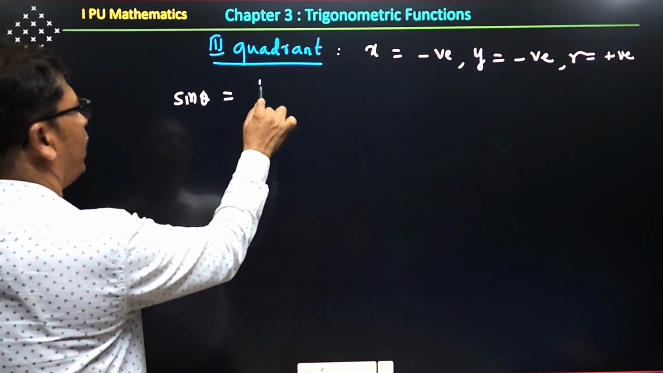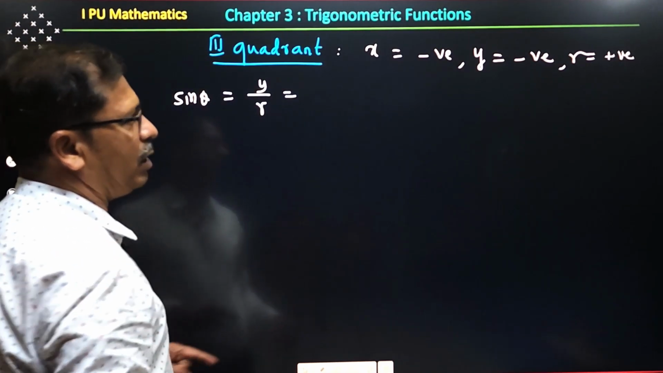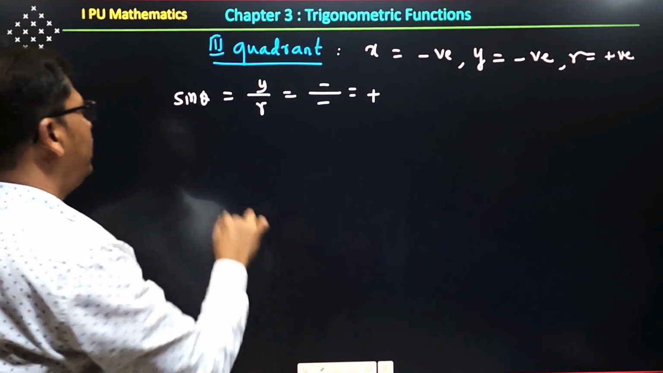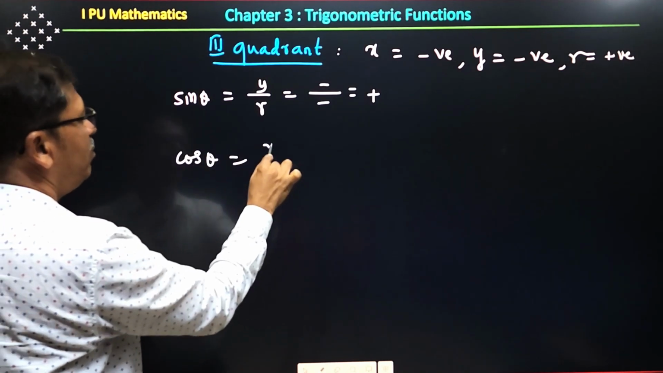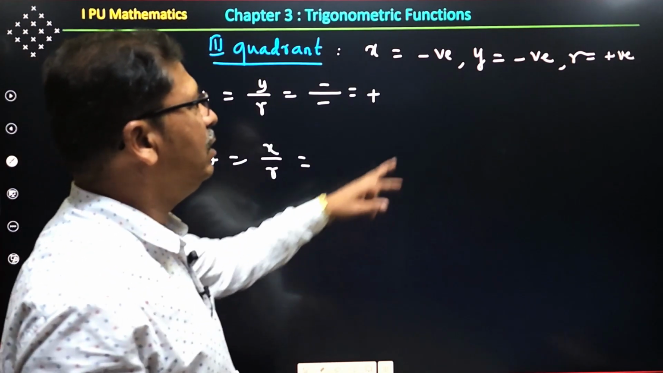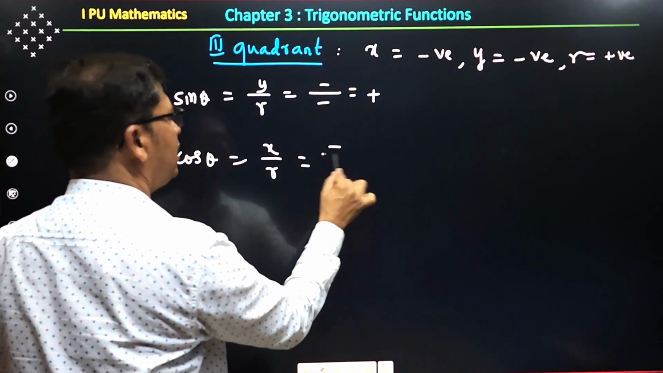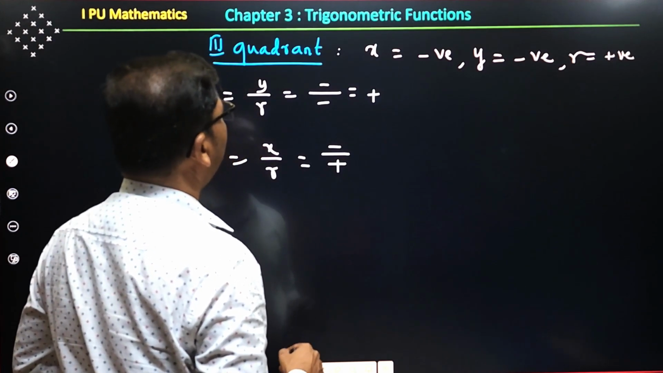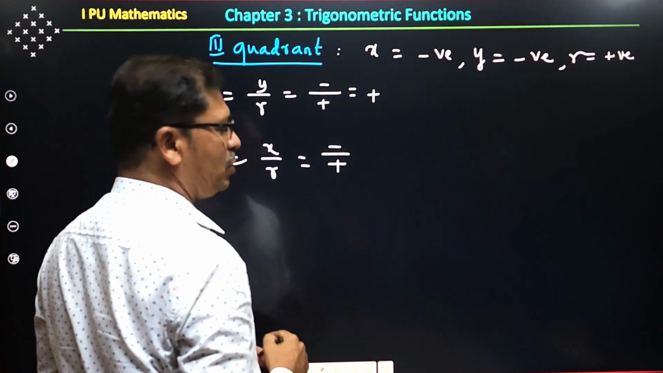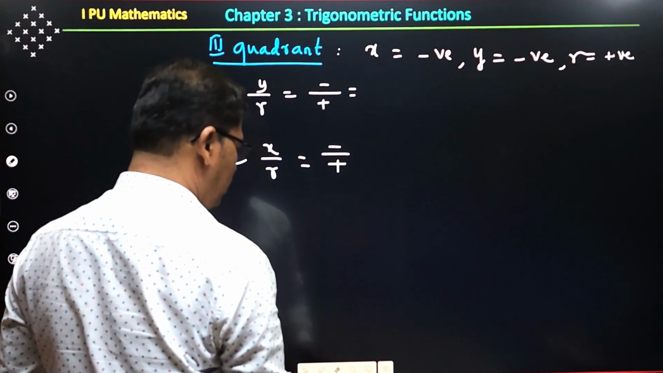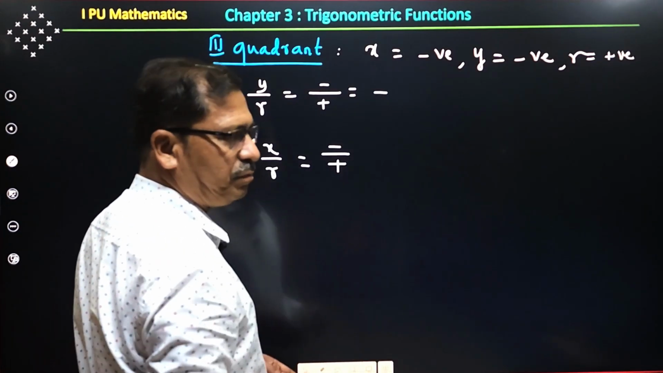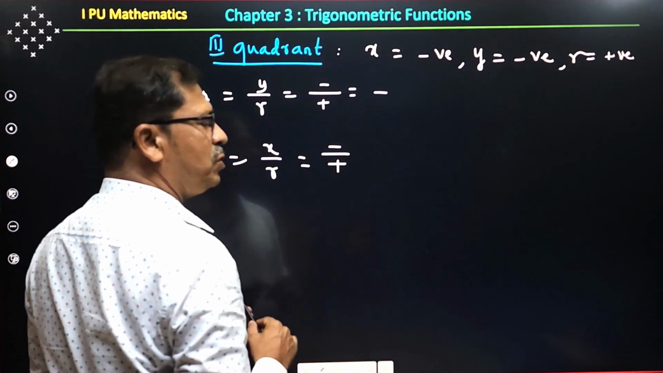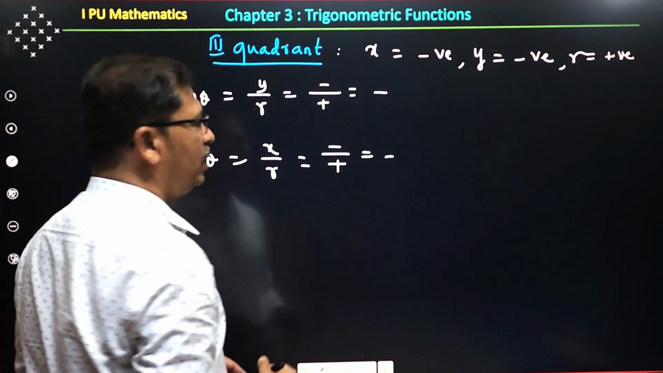Sin theta is equal to y by R is the definition. So y by R, y is negative, divided by positive R. Hmm, let me be careful: sin theta is y by R, and the result is negative. Next, cos theta, which is equal to x divided by R. X is negative, R is always positive. So minus divided by plus is minus.